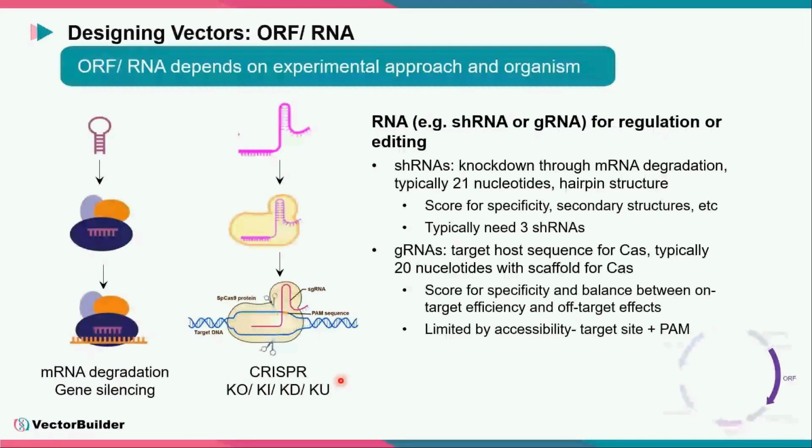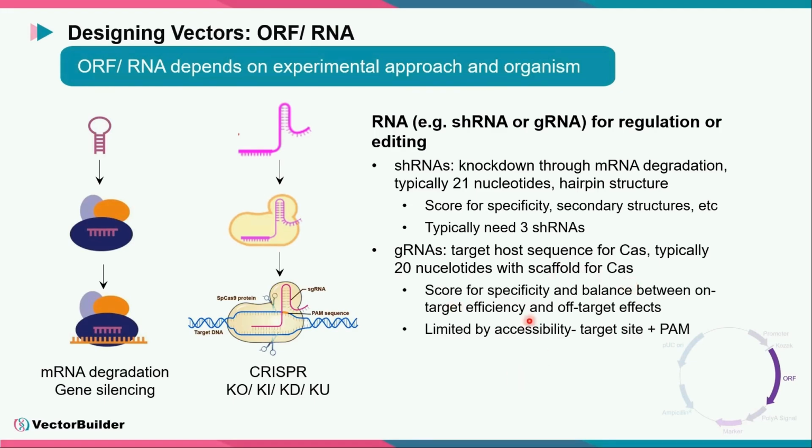We can also use databases to search for a gRNA sequence just by inputting our gene of interest, and we'll get these 20 nucleotide gRNAs that are output with a related score. Here that score is again going to be highly related to the specificity of that gRNA, but it's also going to balance the on-target efficiency and potential off-target effects.